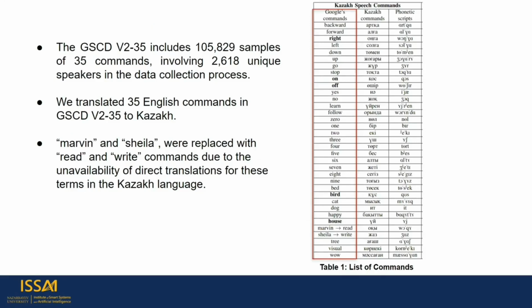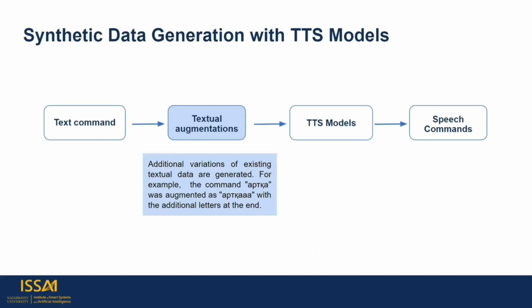The Google Speech Command Dataset version 2.35 includes more than 100,000 samples of 35 commands, involving 2,618 unique speakers in the data collection process. Also, we translated 35 English commands in GSCD v2 35 to Kazakh language. Marvin and Sheila were replaced with read and write commands due to the unavailability of direct translations for these terms in the Kazakh language. So now let's move on to the synthetic data generation with TTS models.